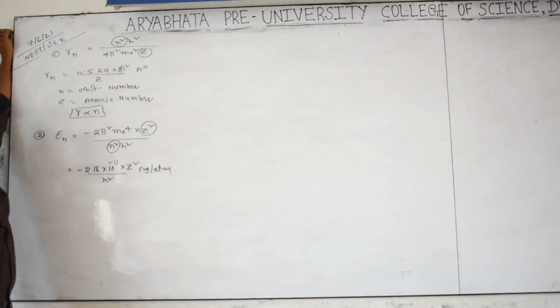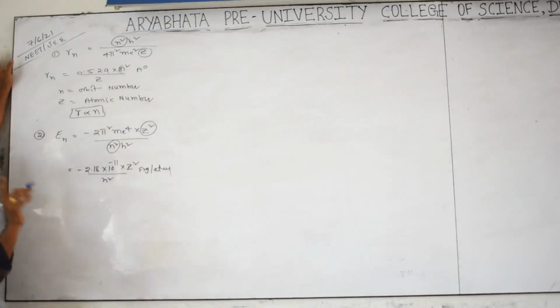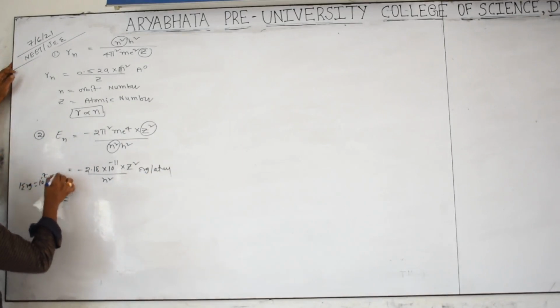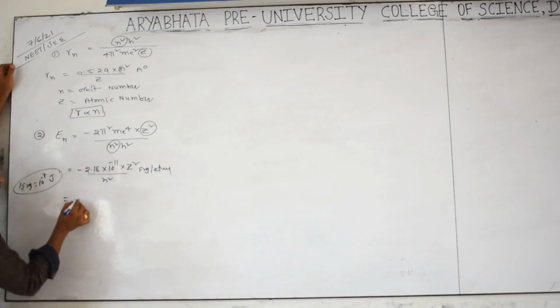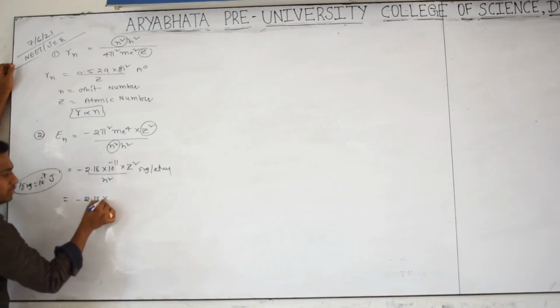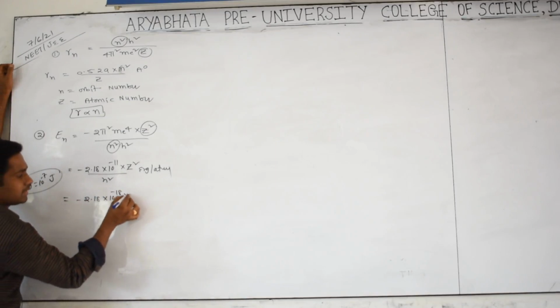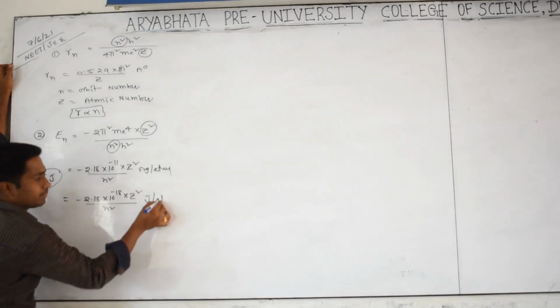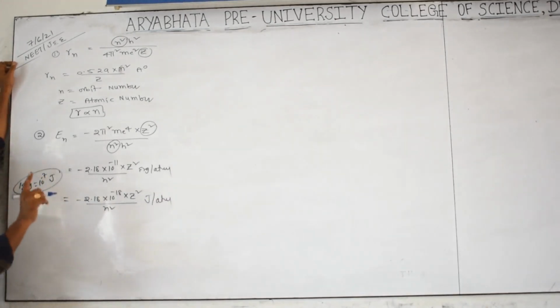Erg per atom. No, I want the same formula. Every formula has to be practiced. 1 erg is equals to how much? 10 to the power of minus 7 joules. Substitute here. Minus 2.18 into 10 to the power of minus 18 into z square by n square joule per atom. According to the situation, you may be asked in ergs or joules or electron volts, so many are there, everything has to be practiced.